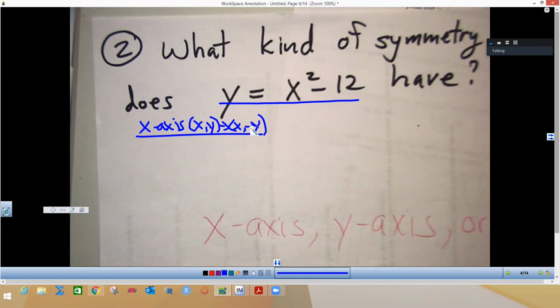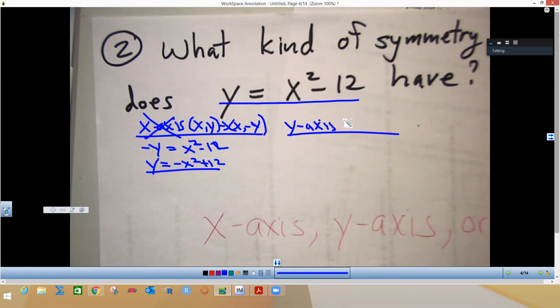I have to change the sign on y, so I put negative y in there, and the x stays the same. They're both regular x, so I leave the right side the same. Then when I solve for y, I multiply each side by -1. That gives me negative x squared plus 12. I look at this equation and the first equation and ask, are they identical? The answer is no, that does not work. So then I do the y-axis.